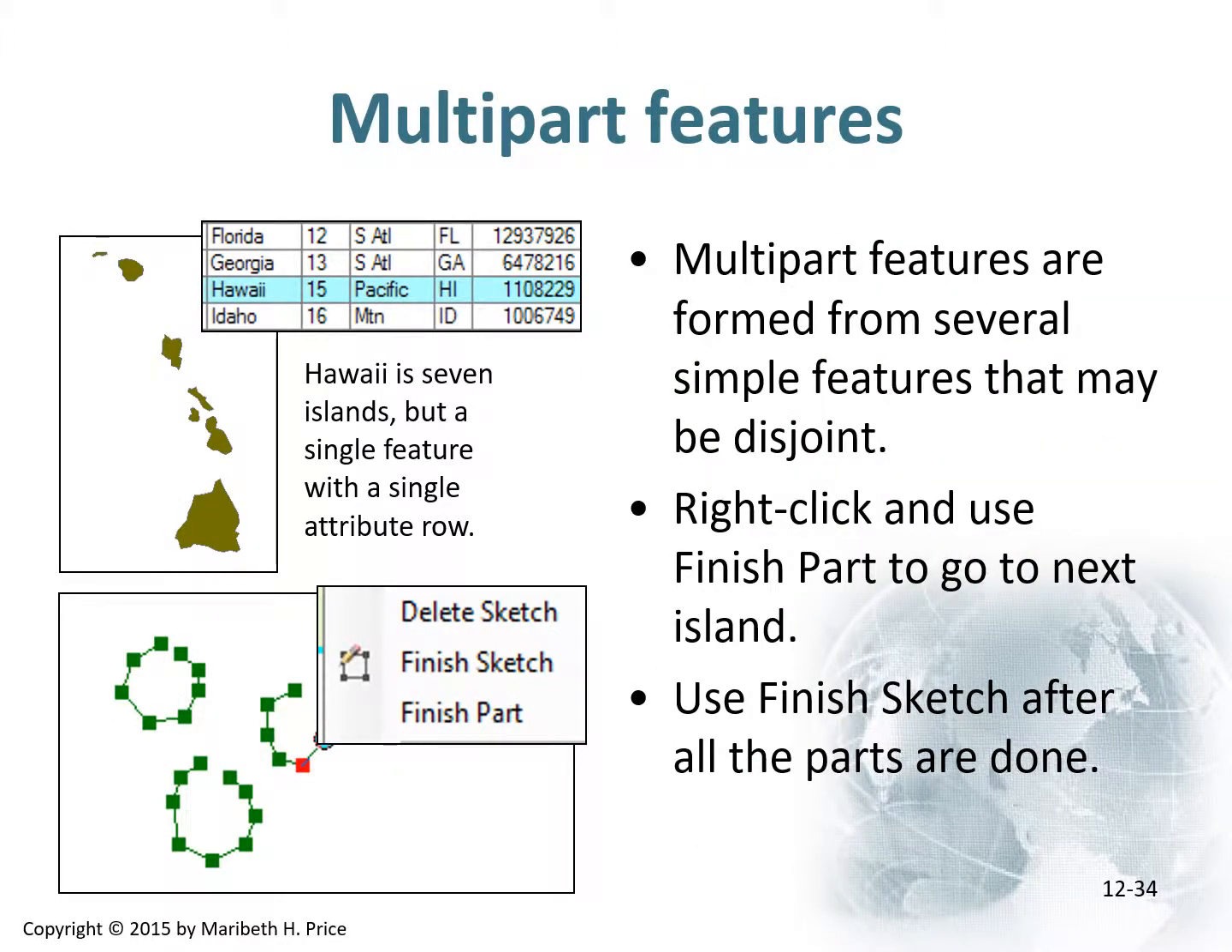Multi-part features are features formed by a collection of several simple features that may be disjointed. In other words, they're not physically connected, but they're all part of the same thing. A classic example is the seven islands that make up Hawaii.